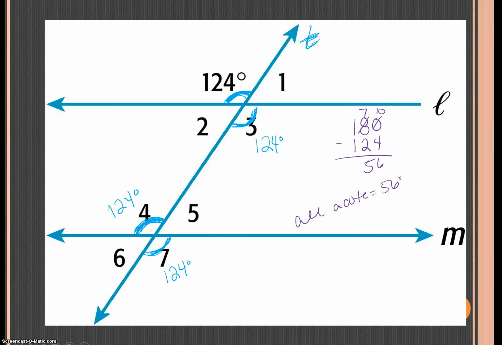So to figure out the acute angles, you just need to take your known angle of 124 and subtract it from 180, because these two will add up to 180, or these two will add up to 180, and you get 56 degrees. So all the acute angles are going to equal 56 degrees. So you should be able to find any angle as long as you're given one, and you know that L and M are parallel and cut by a transversal.